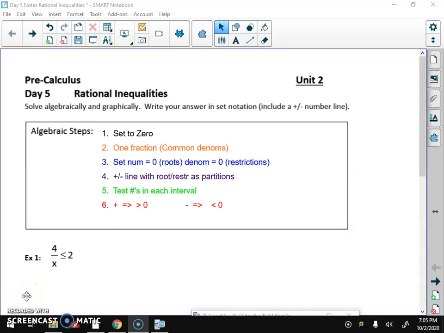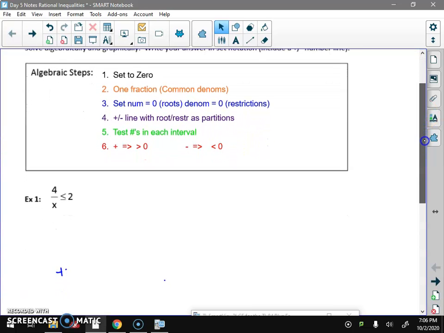More inequalities, but today they are rational inequalities. What we did yesterday, day 4, was absolute value inequalities and quadratics. The great thing about this new one is, again, the same strategy with the plus-minus line, the intervals. The only difference, just like between the other two, is how we obtain the partition numbers. So we have some steps here, some analytical, some algebraic steps.